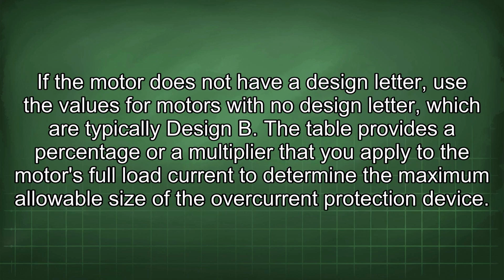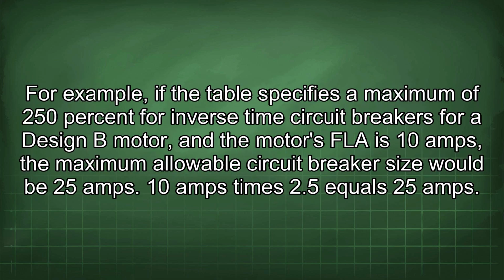If the motor does not have a design letter, use the values for motors with no design letter, which are typically design B. The table provides a percentage or multiplier that you apply to the motor's full load current to determine the maximum allowable size of the overcurrent protection device. For example, if the table specifies a maximum of 250% for inverse time circuit breakers for a design B motor, and the motor's FLA is 10 amps, the maximum allowable circuit breaker size would be 25 amps. 10 amps times 2.5 equals 25 amps.